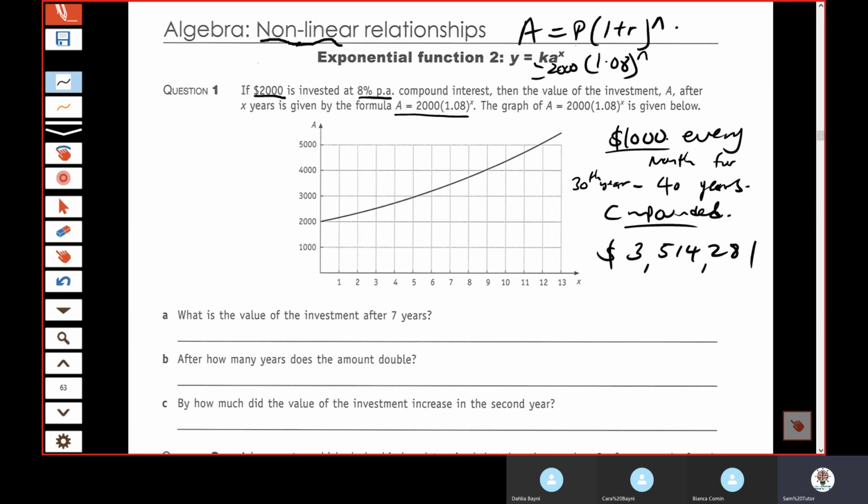You only put $1,000 every month. So how much did you put in? You put $12,000 a year times 40. So all in all, you put in $480,000. Oh, wow. You put in $480,000 over your lifetime. You made $3.5 million. So it's important to understand this, especially as you girls move out of high school and get into university, finish uni and get into work and whatever. It's important to understand how powerful this actually is.